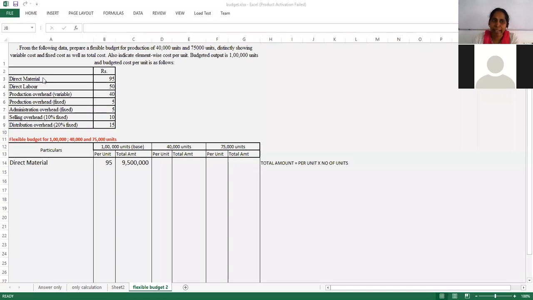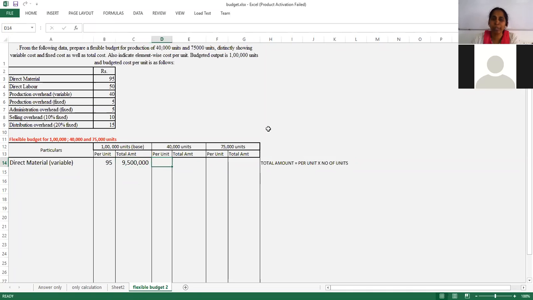The first expense is direct material. Usually any expense, if it is direct, will be called a variable expense. So I am writing variable expenses. It is given that direct material is 95 rupees per unit. For 1 lakh units, how much? If you want the total amount, you take per unit multiplied by number of units. So 95 multiplied by 1 lakh comes to 95 lakhs.